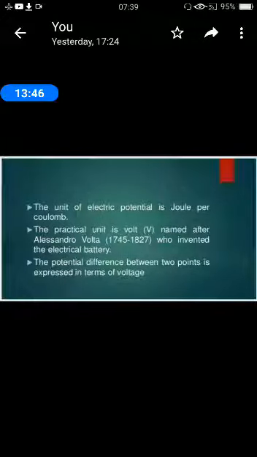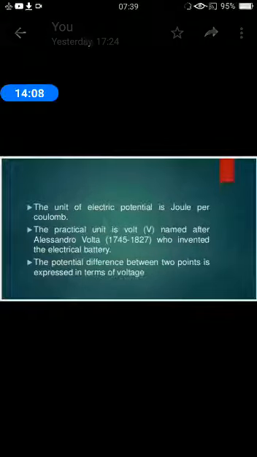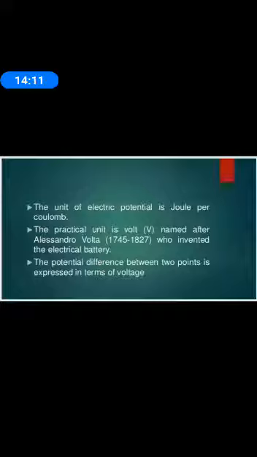Some more important points. The unit of electric potential is joule per coulomb. The practical unit is volt, named after the scientist Alessandro Volta, who invented the electrical battery. The potential difference between two points is expressed in terms of voltage. So under this part, we have learned the formula of electric potential difference and the definition of electric potential difference. We have also learned the formula of electric potential and the definition of electric potential.